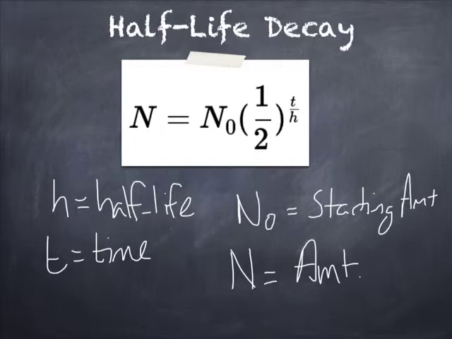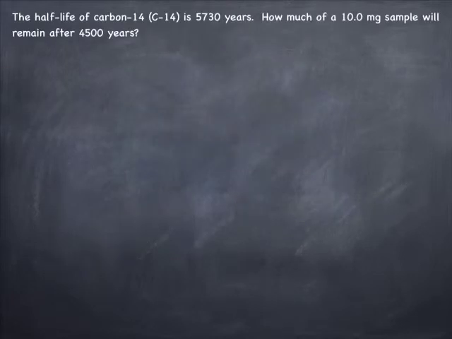So what we're going to do is solve this final problem. The half-life of carbon-14 is 5,730 years. Told you it was a long time. How much of a 10 milligram sample will remain after 4,500 years? So before we even start, since 4,500 is less than 5,730, we should have more than half remaining. So we know that we should have more than 5 milligrams left. That should just be instinctual at this point. But let's plug the numbers in.